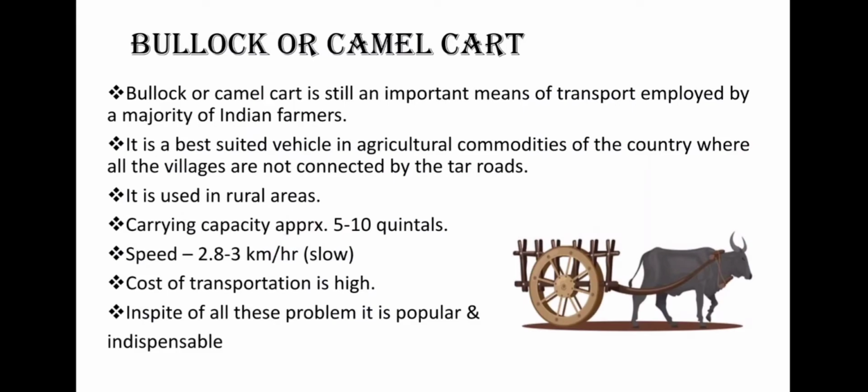Let's see about bullock or camel cart. Bullock or camel cart still plays an important role as a means of transport employed by the majority of Indian farmers. It is an old means of transportation, but it still plays an important role. It is the best suited vehicle for agricultural commodities in a country where all villages are not connected by tar roads. It is used in rural areas and its carrying capacity is approximately 5 to 10 quintals.